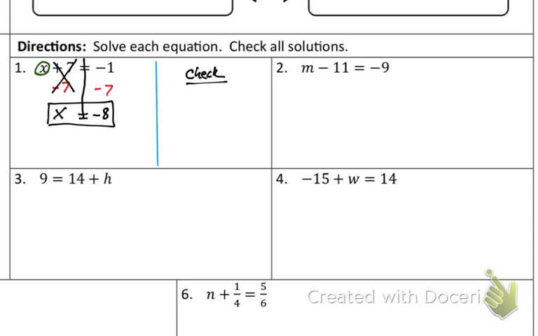Let's check to see if it works. So I'm going to plug the negative 8 in for the x. So instead of x plus 7, I'm going to have negative 8 plus 7. And that should equal a negative 1. Well, what's negative 8 plus 7? It is negative 1. Does negative 1 equal negative 1? Then it checks out. If you plug it in and it doesn't work, that means you made a mistake.